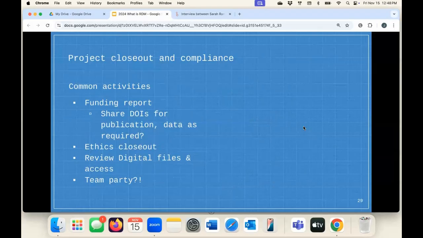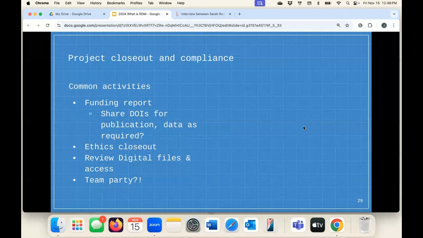Okay. And the very last stage, project closeout and compliance. Again, I think this stage doesn't always feel distinct, but it's really worth spending a little bit of time on. So making sure that your funding reports are in, maybe you're required to share some DOIs about, did you comply with the open access publication? Did you comply with a data deposit?